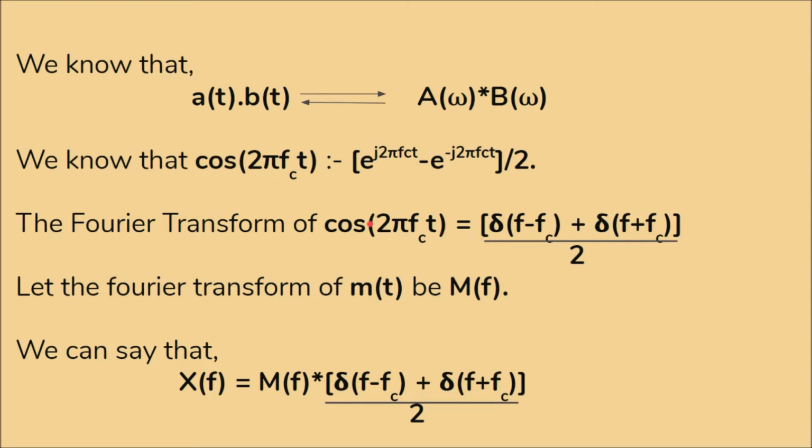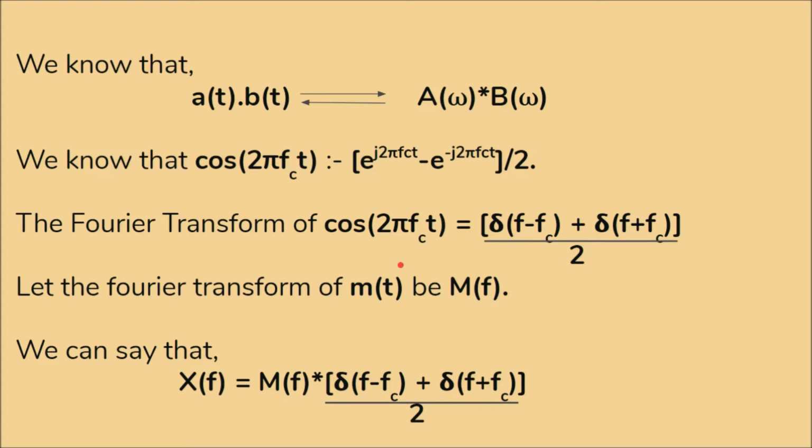From the Fourier properties, if we multiply two signals in the time domain, we convolve their spectrums in the frequency domain. We also know that the cosine function can be written in exponential form as e to the power j 2 pi fc t plus e to the power minus j 2 pi fc t, upon 2. The Fourier transform of the cosine function is delta(f minus fc) plus delta(f plus fc), upon 2, where delta is the Dirac delta function. Let us assume that the Fourier transform of m(t) is M(f).